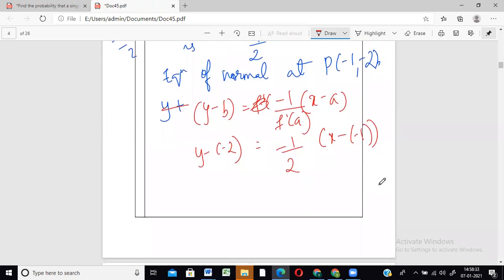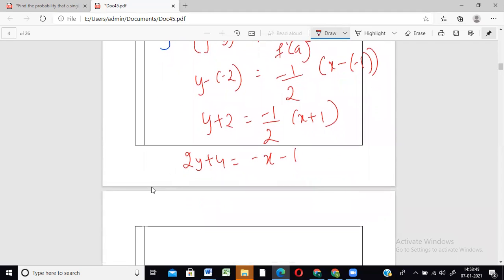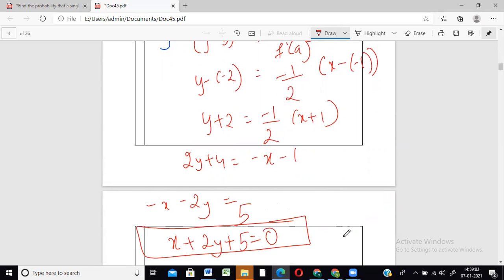Now the final step is y plus 2, which is equal to minus 1 by 2, x plus 1. This is 2y plus 4, which is equal to minus x minus 1. And then minus x minus 2y, which will be equal to 5. Correct? So then we can just put it in the proper order: x plus 2y plus 5 is equal to 0. This is nothing but the equation of normal.